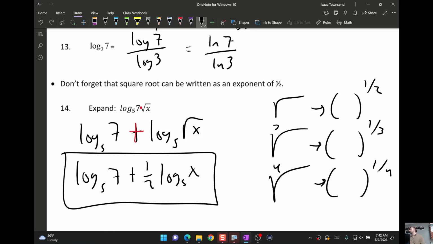So if we check an answer to something and there's a half in there and you don't know where it came from, it's probably that they dealt with the square root. There's a third somewhere, it's probably because there was a cube root somewhere.